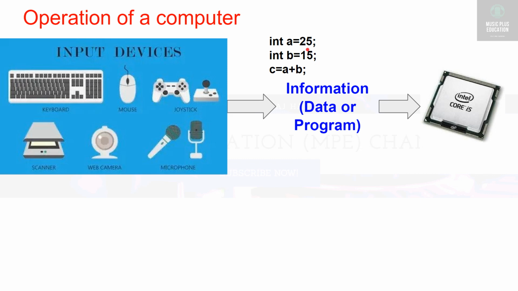First, these are the input devices. What are input devices? Keyboard, mouse, joystick, scanner, web camera, and microphone. Let me take the example of a keyboard. Whenever a key is pressed on the keyboard, either an alphabet or a number, it will be converted to an ASCII value. ASCII stands for American Standard Code for Information Interchange.